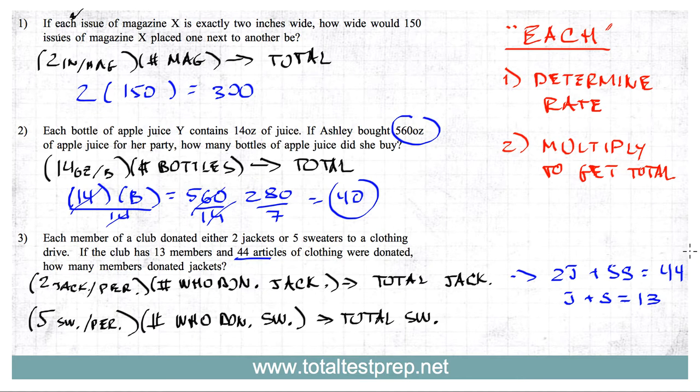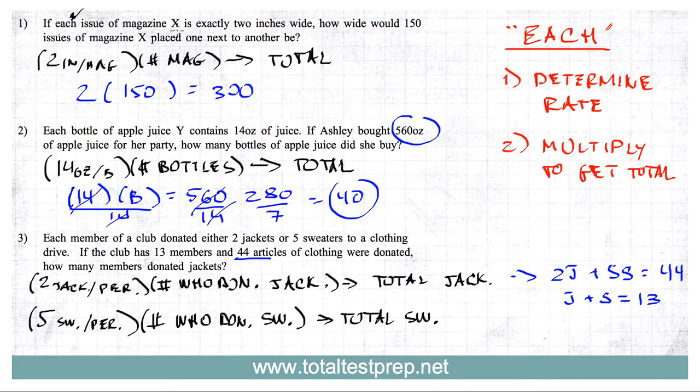But just to recap, the way to deal with each questions is first to determine the rate. So if each issue is 2 inches wide, it's 2 inches per issue or per magazine. If each bottle contains 14 ounces, that's 14 ounces per bottle. You can think of the word each as per to help you make that rate. Each member donates 2 jackets, that's 2 jackets per member. And then you multiply to get the total.